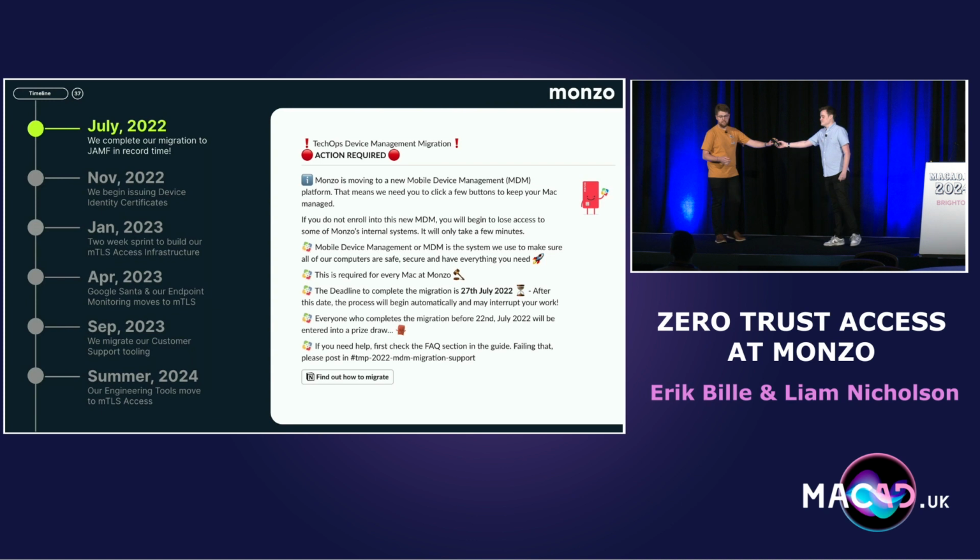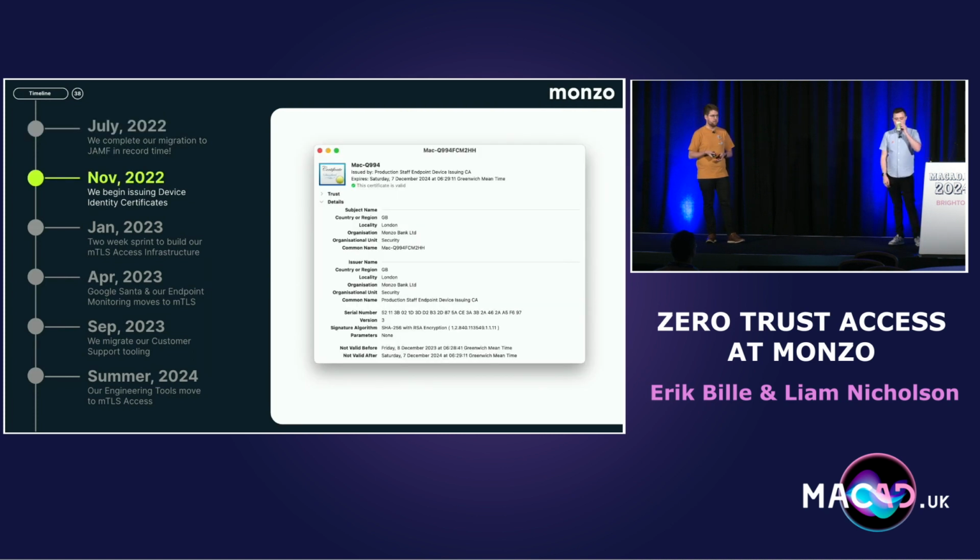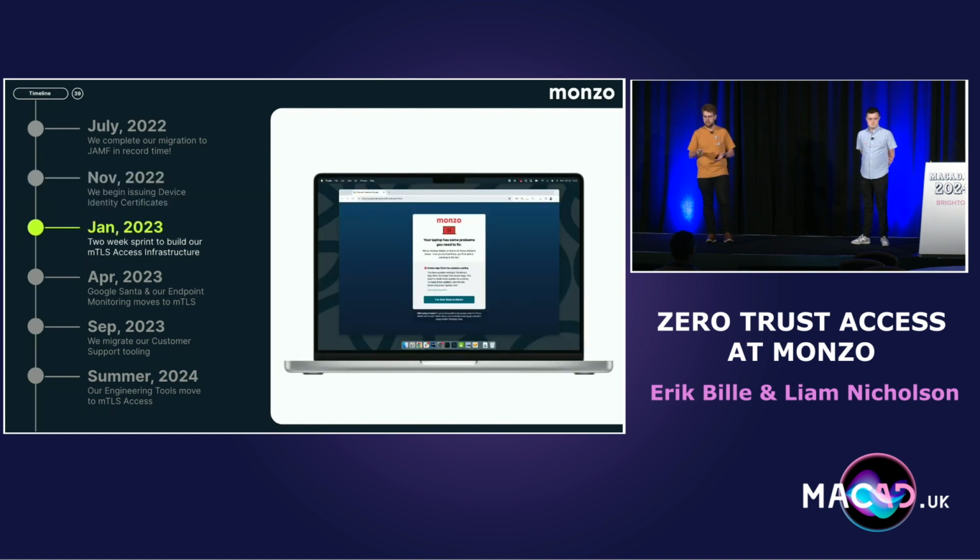So to recap a little bit of the timeline, in July 22, we moved 2,500 devices to Jamf without significant business impact. November 22, we had the first version of device identity on Macs, and shortly thereafter in Jan 23, it was a 2-week sprint to build the MTLS architecture.